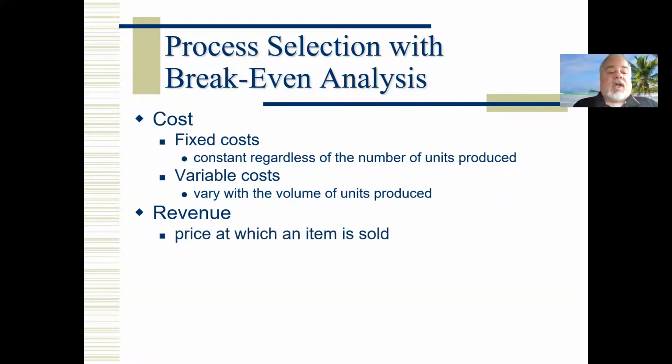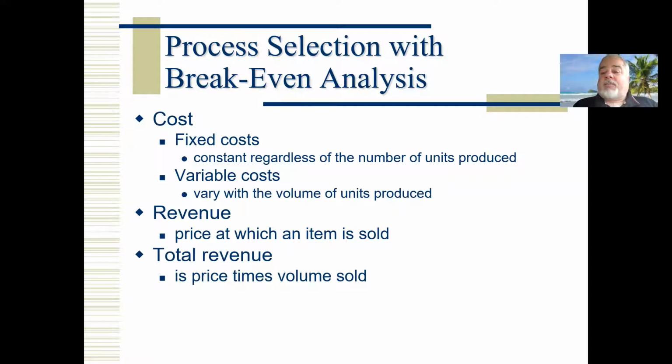So there's costs, there's revenue. What's the price that the product is sold? The total revenue, the price times the volume. Now this is gross revenue. So if I have a product and I charge $1 each, and I sell 1,000 of them, I made $1,000, right? I didn't net $1,000, I grossed $1,000. I still have to account for the cost that it took me to make those units, right?